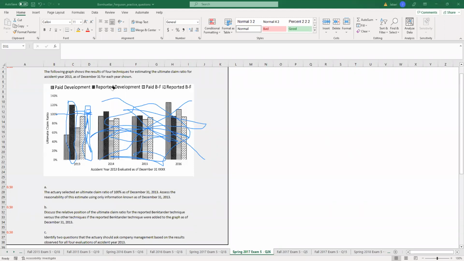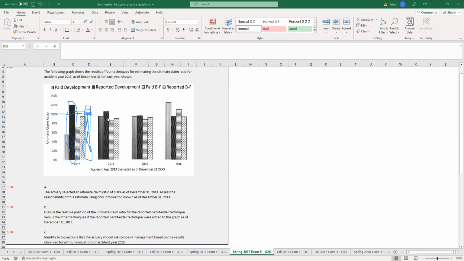Oh, that's unfortunate. And then the last one: identify 2 questions that the actuary should ask company management based on the results observed for all 4 evaluations of accident year 2013. Okay, in this one, we can actually look at some of this stuff right here. The first thing I would ask is about this. This looks fairly suspicious. Was there a large claim that we should know about? Why is this paid becoming larger than our reported? This might have an effect on the reserve, or on how much you will be reserving going into the future. So that's the first thing I would ask about.